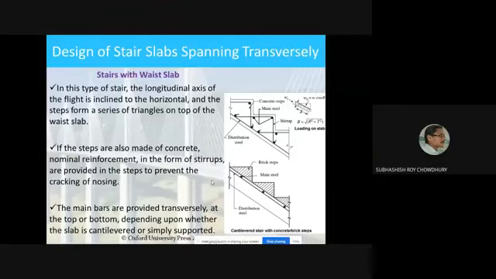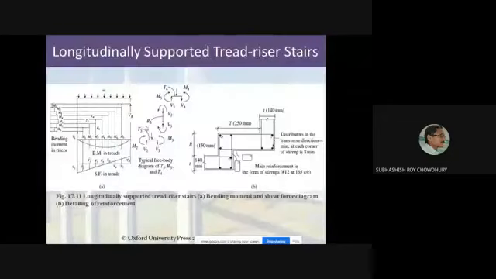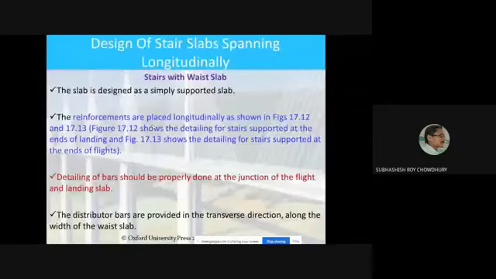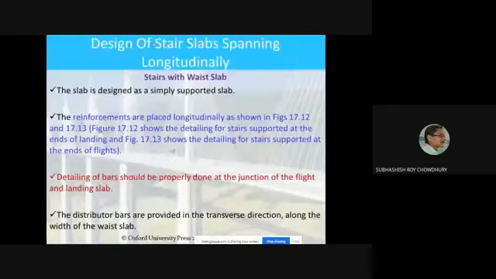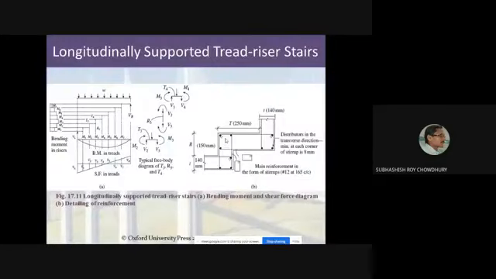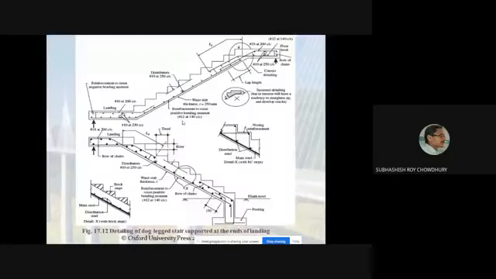I will actually show you one example where the longitudinally spanning stair is there. So let us come directly to that particular part. This is the design idea that is given in IS 456. The slab is designed as a simply supported slab. Here you are not getting the actual aspect. Say it is supported here, say it is supported here. You can calculate the load over this landing part, load over the going part, load over the landing part.